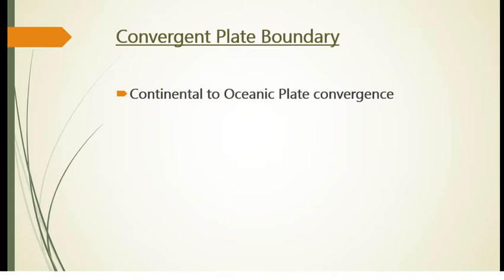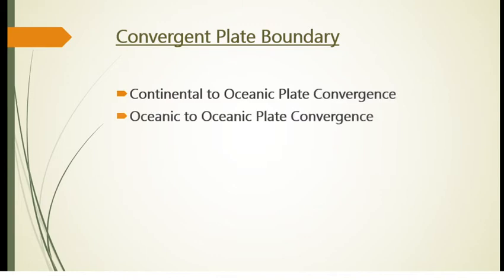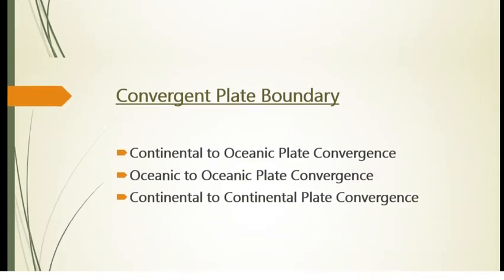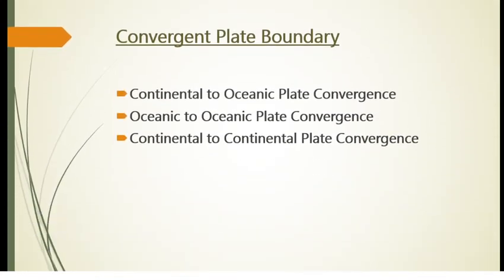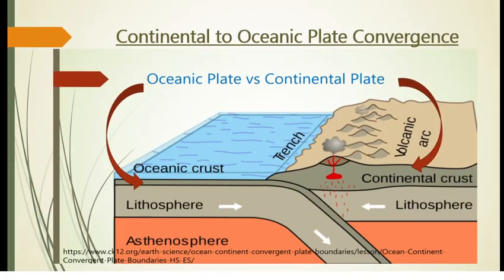So the first type is continental to continental plate convergence, and the second type is oceanic to oceanic plate convergence, and then the third one will be the continental to continental plate convergence. Now let's try to talk about continental to oceanic plate convergence. Now this is actually very common among the three, no?